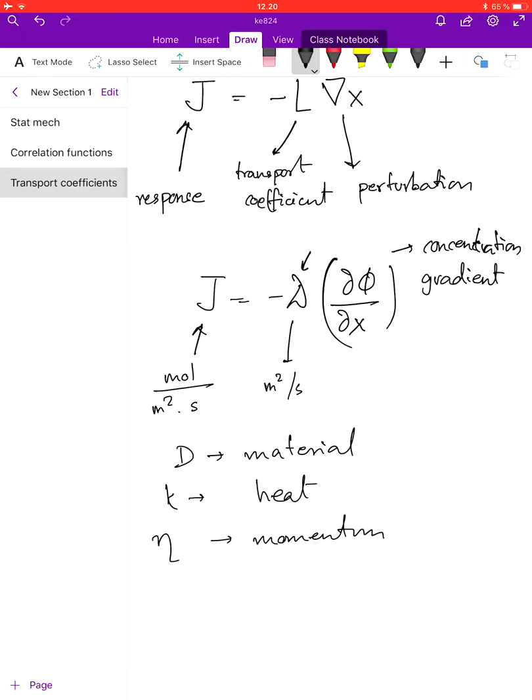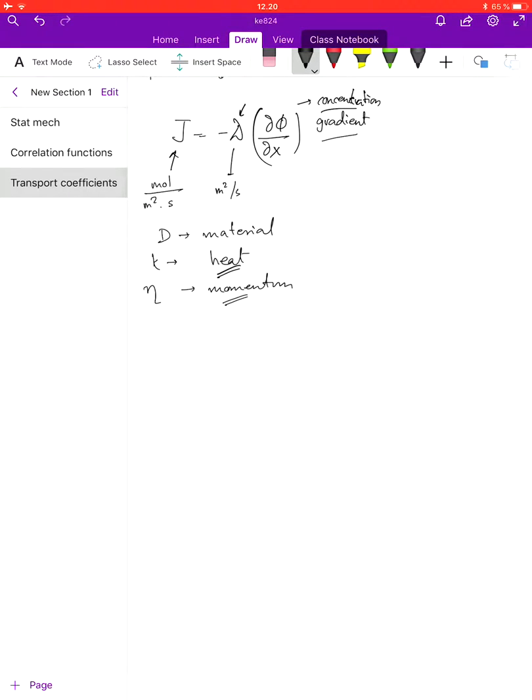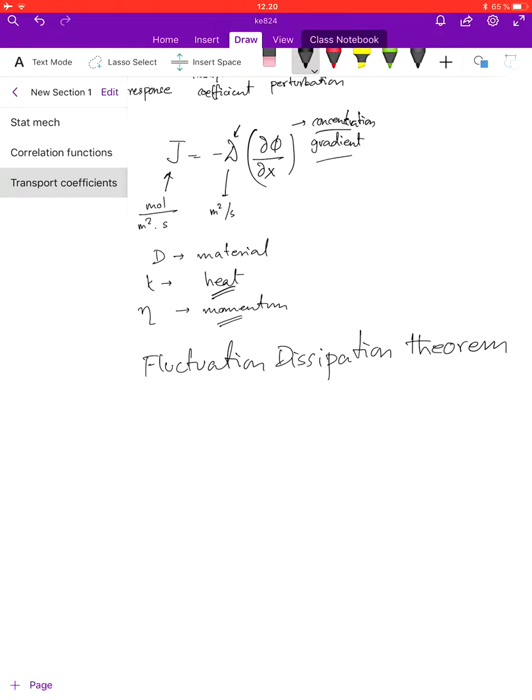Now, in our simulations, we do not have a concentration gradient or a temperature gradient or a momentum gradient, but we can still calculate these transport coefficients from equilibrium simulations by using what is called the fluctuation dissipation theorem in statistical mechanics, which essentially relates the linear response of a non-equilibrium system, so this could be a concentration gradient applied across a membrane, to some fluctuations of an equilibrium system. So this is also called linear response theory.